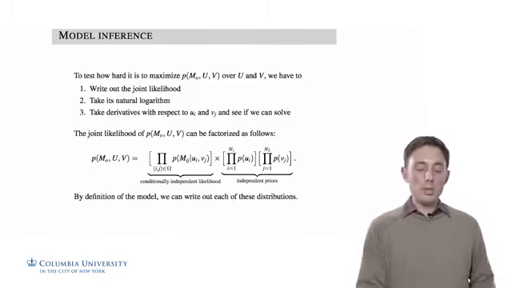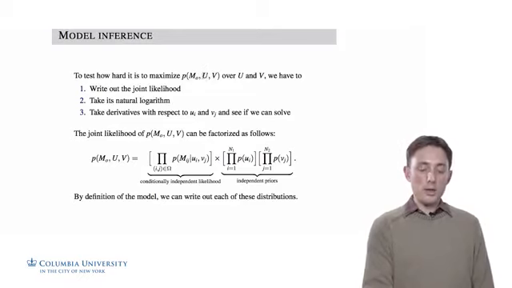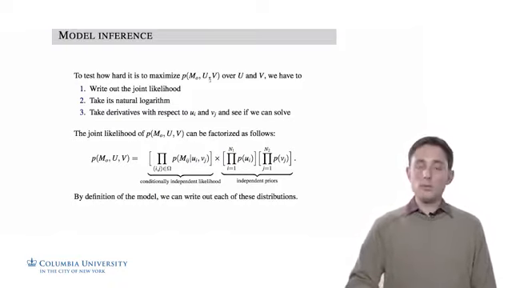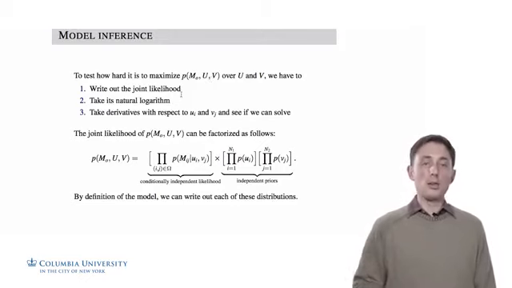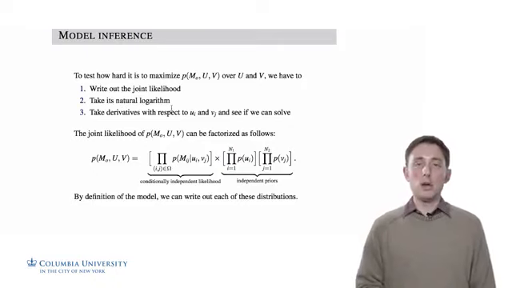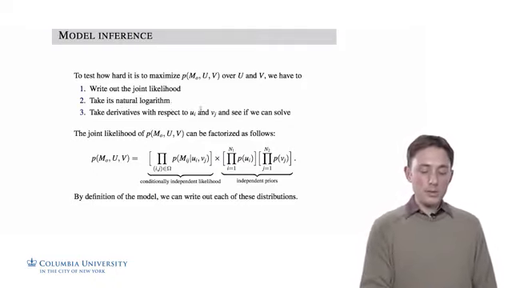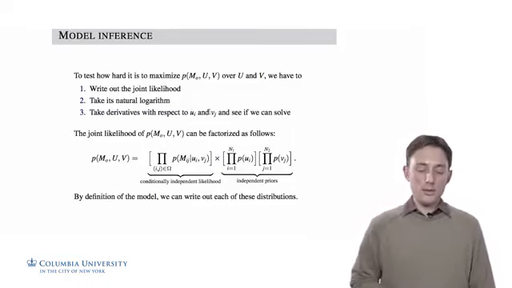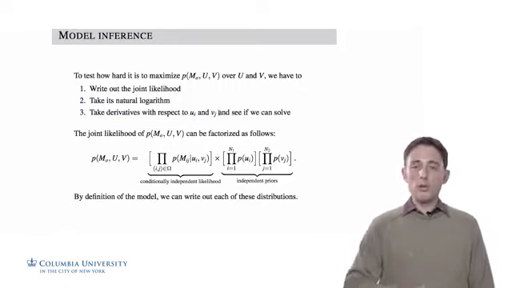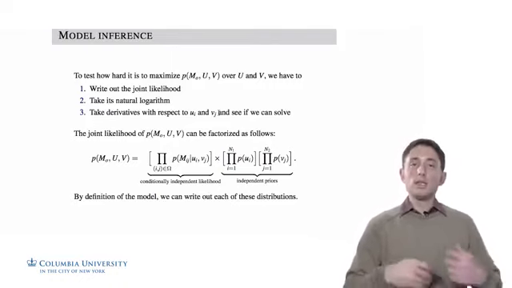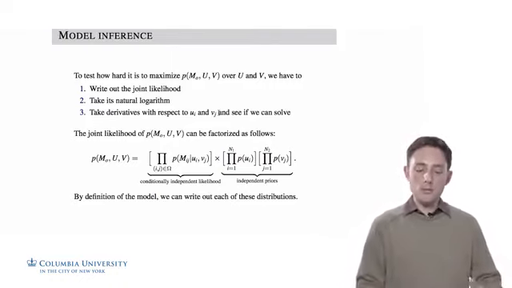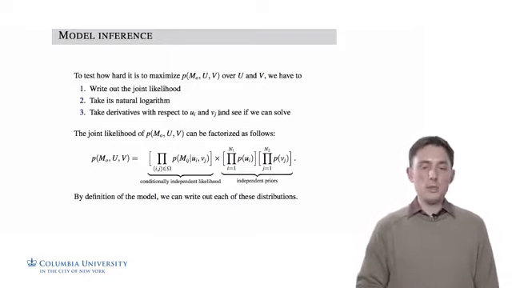So to test how hard it's going to be to maximize the joint likelihood of the observations over the user locations and the object locations, U and V, we have to do the following three steps. We have to write out the joint likelihood. We then need to take its natural logarithm. And then we need to take derivatives with respect to all the things that we want to update. So we want to update U_i and we want to update V_j, the user location for user i and the object location for object j, over all the users and all the objects. We want to take these derivatives and see if we can solve them. And if we can, then we can do that without having to introduce EM.